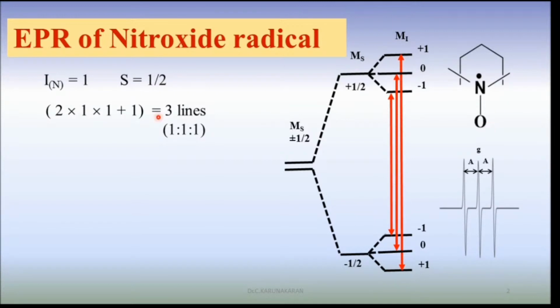We have seen earlier, I equal to 1, S equal to 1/2. Therefore, there are three lines. They are of equal intensity. It splits into a triplet, m_I equal to 1, 0, -1. The hyperfine coupling constant is calculated as follows.